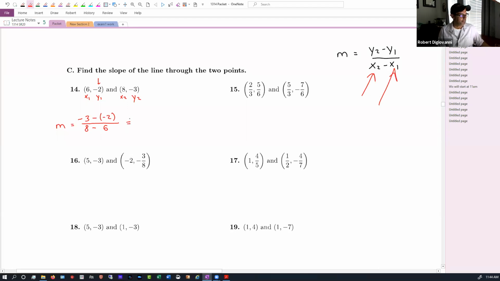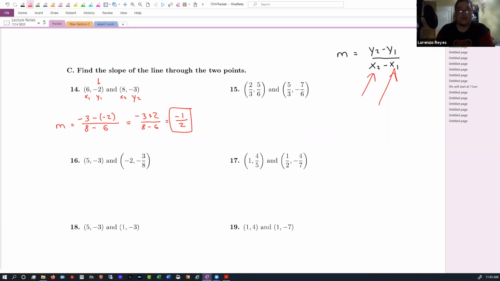What do I get? It's that top number. Careful. It's -3 plus 2, right? Minus a negative is positive. So -1 on top and 2 on the bottom. That's your slope, -1/2. Any questions? So the answer would be -1/2. Yeah, that's the slope of that line.